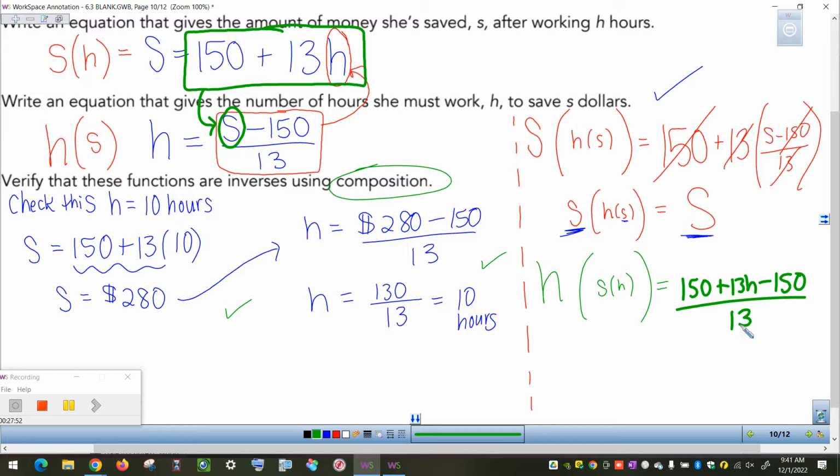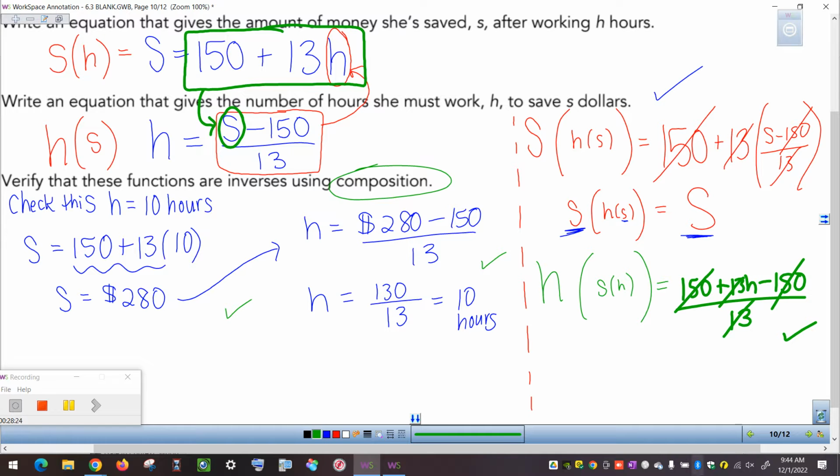Well, lots of things are going to cancel again. Look, the 150 in front is going to cancel out the 150 at the end. Then we have 13H divided by 13. The 13's cancel, and it's just equal to H. Another little check mark. We proved that, yes, going both directions. We looked at the equations. They are inverses. We tried it with a number. That also showed that they were inverses.